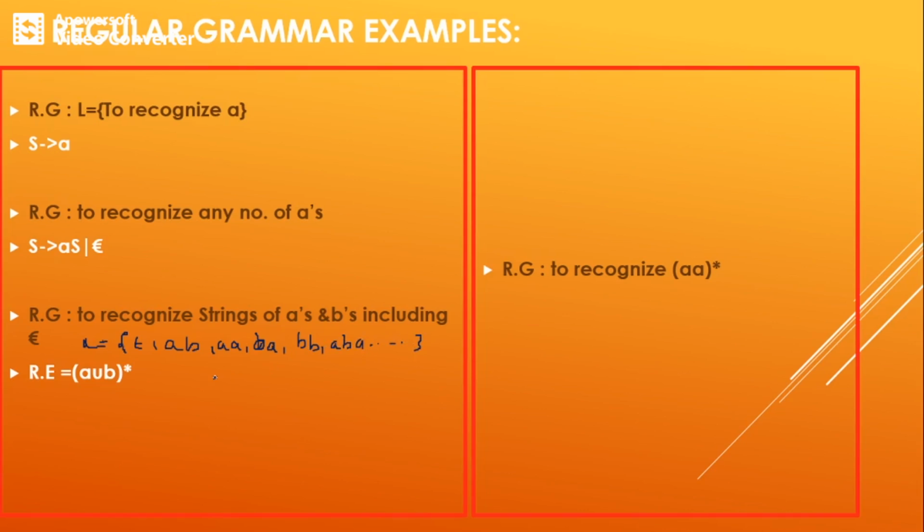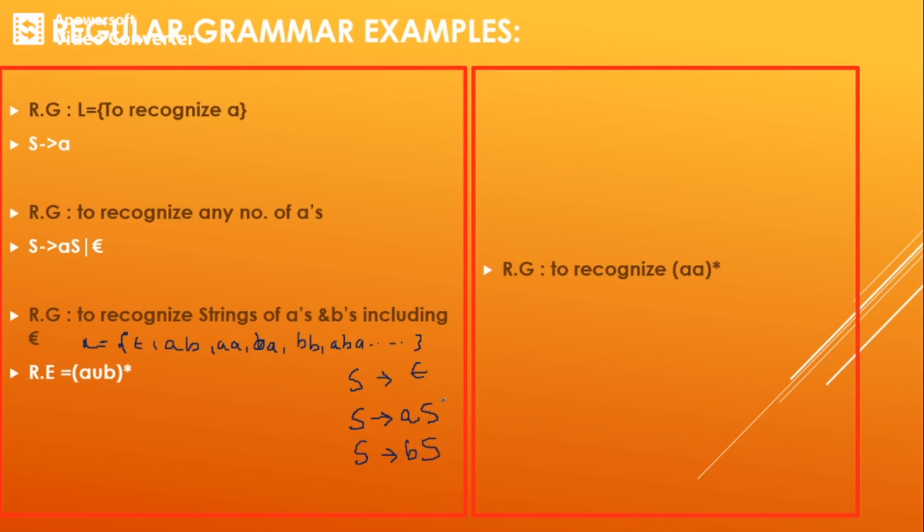Since the language contains epsilon, one thing is clear: the start state should give epsilon immediately. Next, the starting character can be either A or B. So S can give A, and S can give B. But it can again call the same thing itself, because it can be a combination of A and B. So how do I get that? S can give AS, S can give BS.